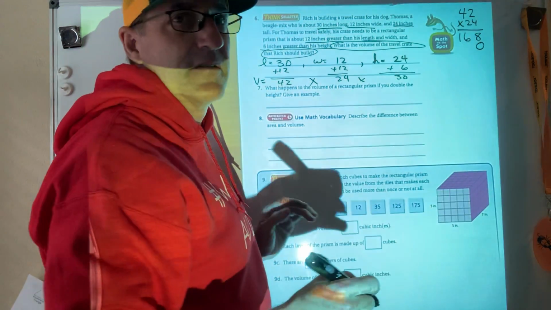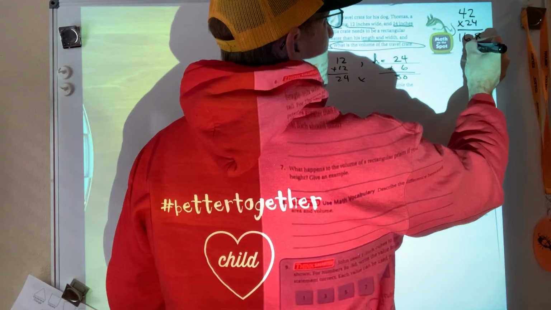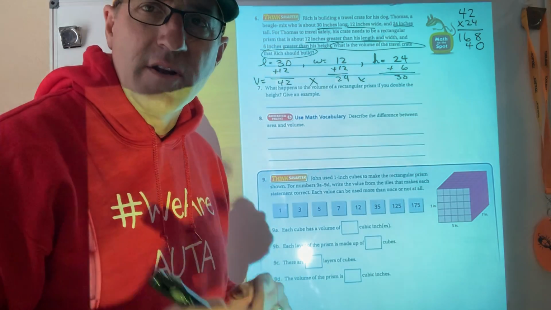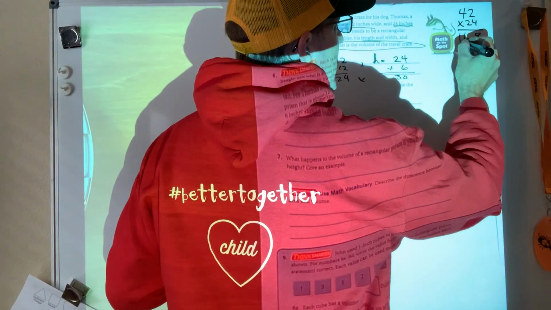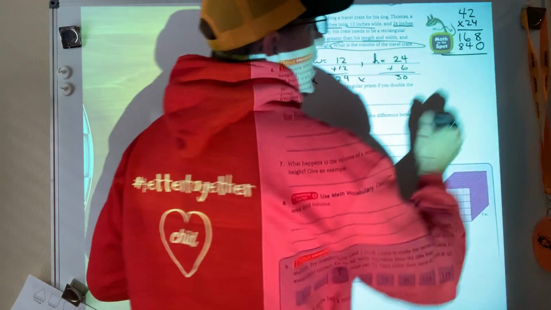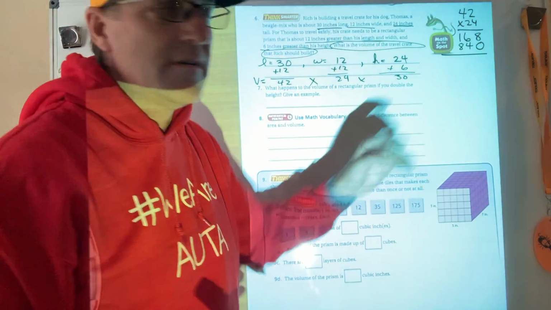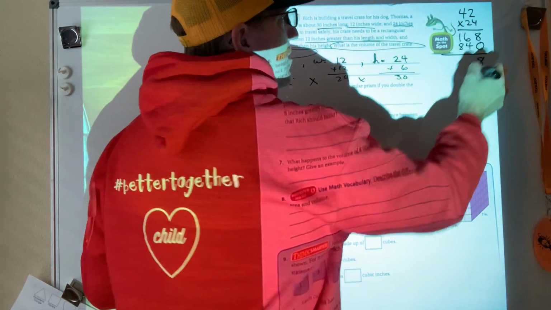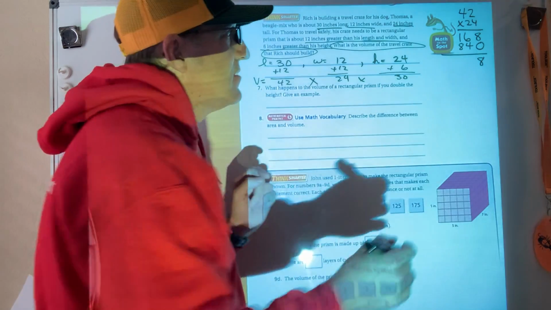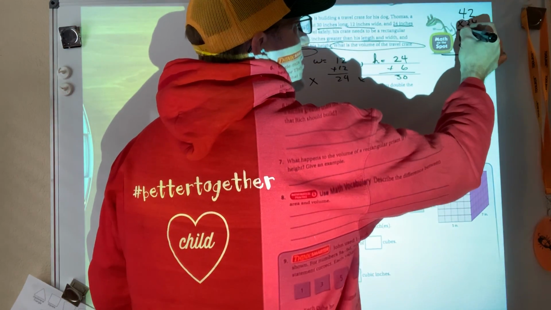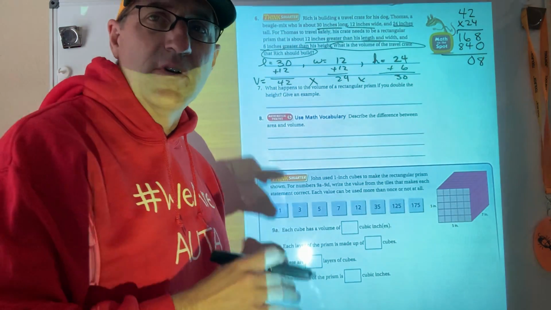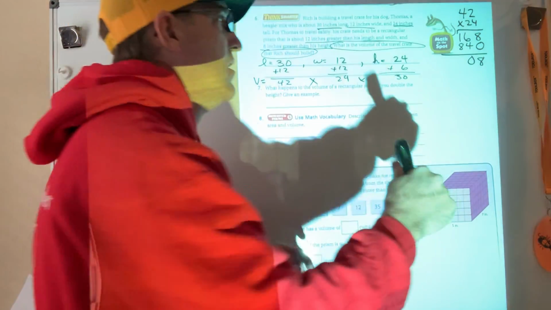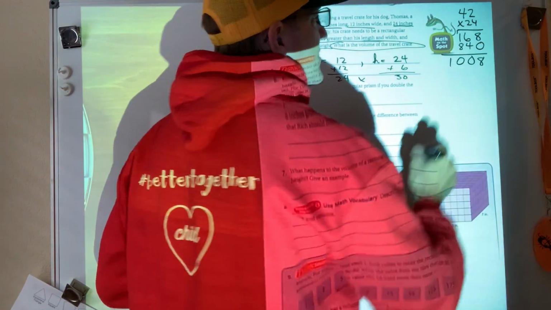2 times 2 is 4. 2 times 4 is 8. Great. Okay, 8 plus 0, 8. 6 plus 4 is 10. Carry my 1, put my 0 there. 1 plus 1 is 2, plus 8 is 10. All right, so I get 1008.